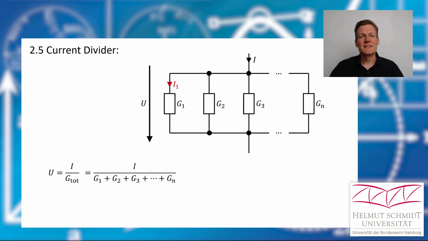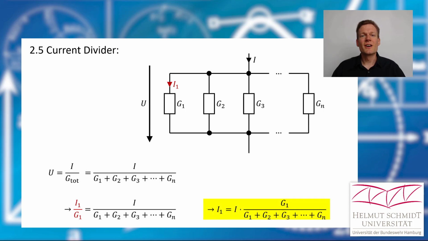But the same voltage drop is at our first resistor where we want to know the current flow through. So that means that the voltage drop at this special resistor or conductance is just the current through that element divided by its own value as a conductance. And now we can rearrange our equation, and this leads us to the equation for the current divider.